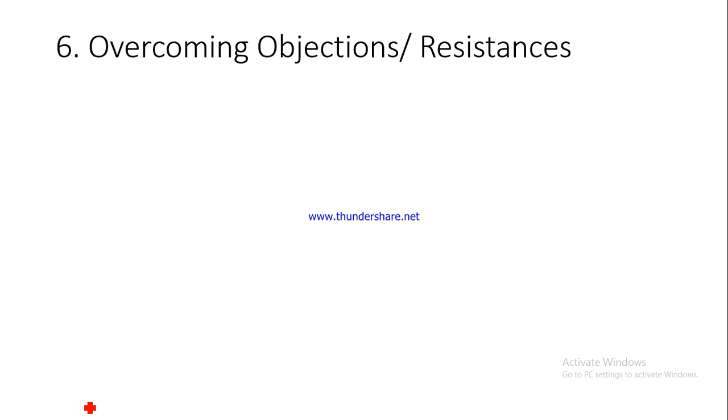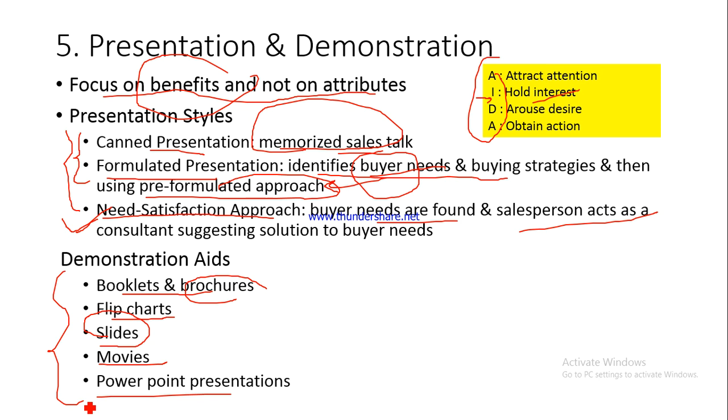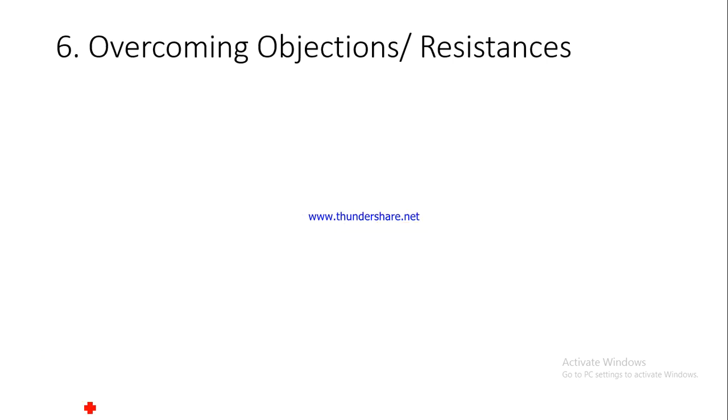Then once you are through with this, naturally the buyer would ask questions, he would have queries, some doubts, he might have some objections to purchasing your product. So now the sixth step would be overcoming these objections and resistances. You have made your presentation in the last step. Now the buyer would have some reservations, some objections, and probably some questions. So you'll have to respond to those queries and satisfy his doubts. So the sixth step is overcoming the objections, resistances, right?